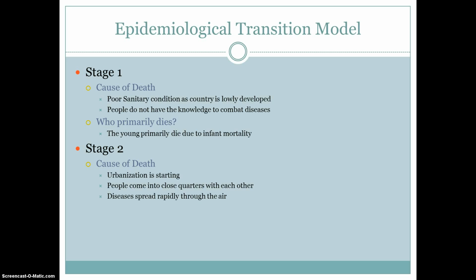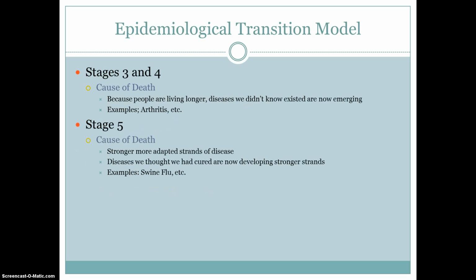When we look at stage 2, we see the main cause of death being that urbanization is starting to happen, and when this happens, we see cities starting to form, and these cities quickly become overcrowded, and this causes people to come into close quarters with each other. And when people do this, they still do not have a thorough knowledge when it comes to combating diseases and how to effectively guard themselves against these diseases. And these diseases spread rapidly through these crowded cities, and these people do not have much information on how to successfully defend themselves against these.